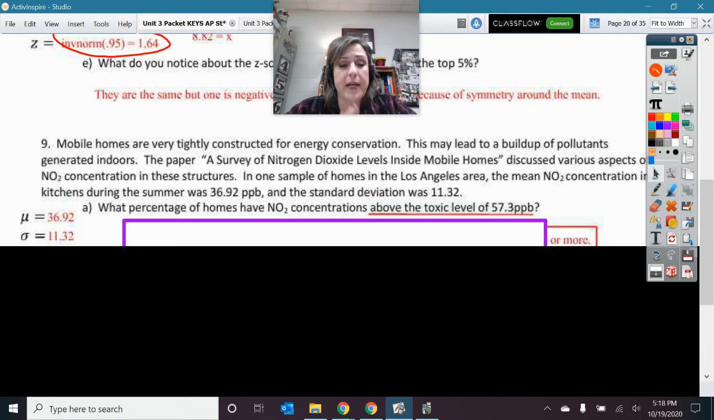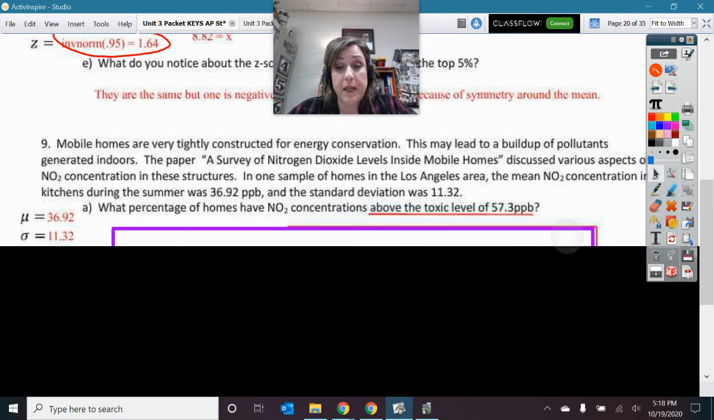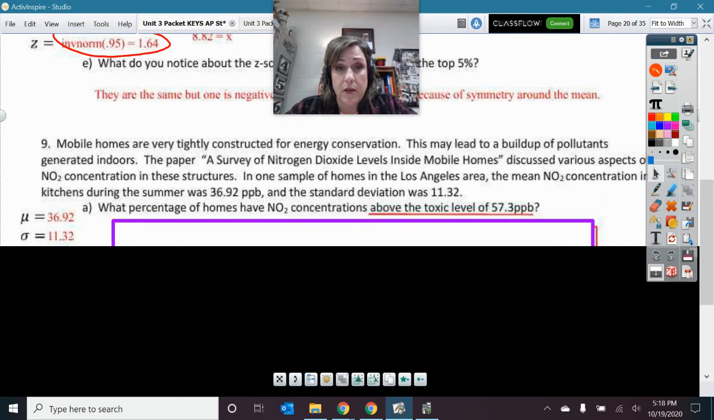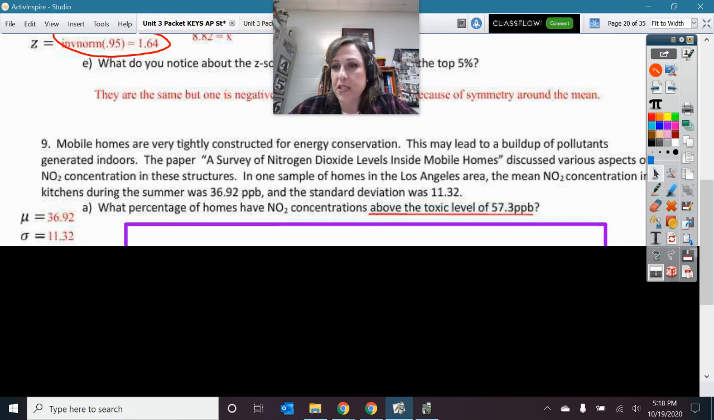So to me, that tells me that's what I'm going to be putting here for my mean and standard deviation. All right, so the first question says, what percentage of homes have NO2 concentrations above the toxic level of 57.3 parts per billion? So that 57.3 parts per billion is going to be your X value. There's your hint. Okay, so I'm going to pause. You pause the video and work this problem, and then let's see how you do.